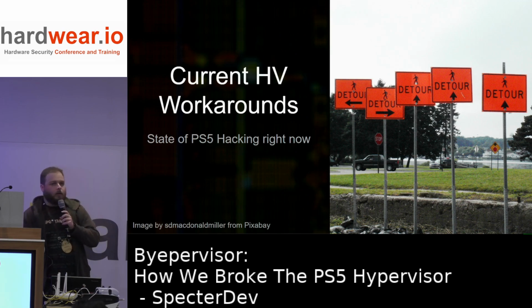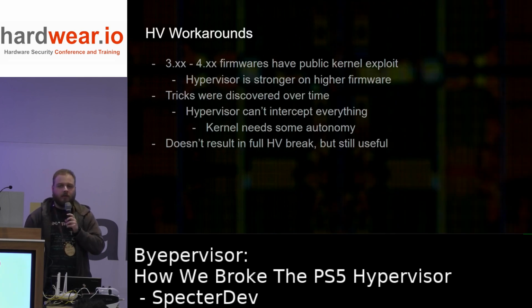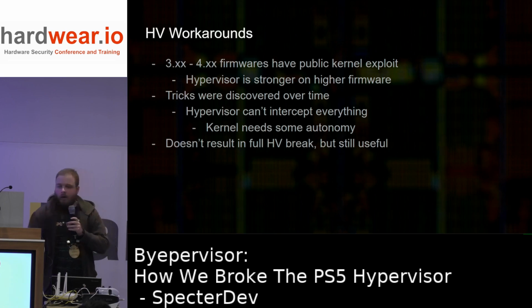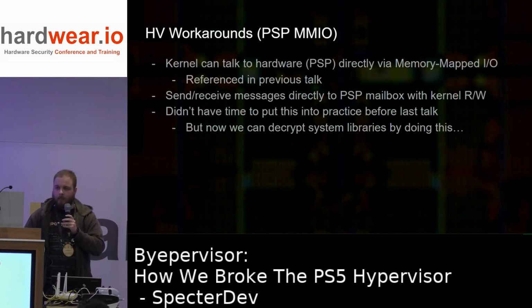So yeah, there have been some workarounds for the later versions of the hypervisor. The 3.x to 4.x firmwares have had a public kernel exploit for a while now. The hypervisor is stronger on these higher firmwares, but some tricks have been discovered over time. Because the hypervisor can't intercept everything, the kernel needs to have some autonomy to do what it needs to do, and you kind of have a catch-22 where the more you move into the hypervisor to try to secure it, the more you're increasing the attack surface, so it's trade-offs. These tricks don't result in a full hypervisor break, but they're still very useful in their own way.